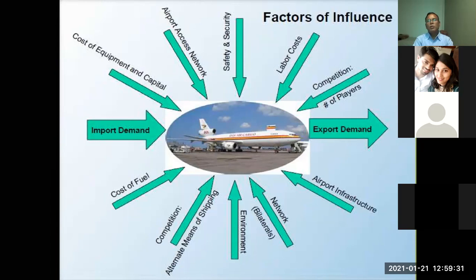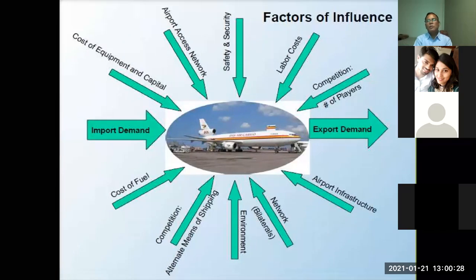Similarly, the cost of equipment, airport access, network availability, safety and security issues, labor cost, and competition among players. Similarly, what airport infrastructure is available in the country, and what bilateral tie-ups exist with international countries, so that there is free flow of international cargo carriers in your country as well as in the importing or exporting country. What is the business environment? Then the alternate mode of shipping, meaning whether sea is cheaper or nearer for your export or import. Destination wise, if you are near an Asian country, then instead of air cargo you may opt for shipping. So this depends upon the alternate mode.